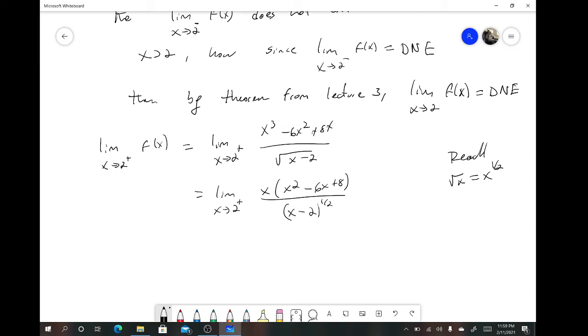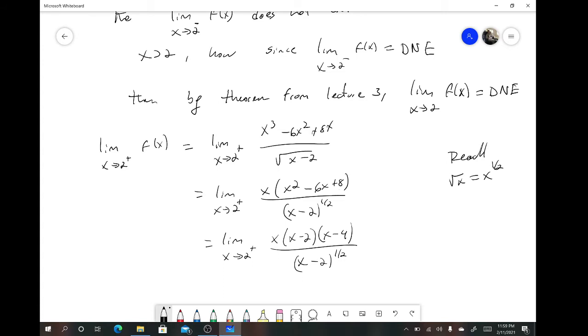Now, what can we do? Well, we could again factor the numerator. So I have limit as x goes to 2 from the right side. Again, we did this one before, so two numbers that multiply to 8 and add up to -6 are x minus 2 and x minus 4. And this is divided by x minus 2 to the power 1/2.